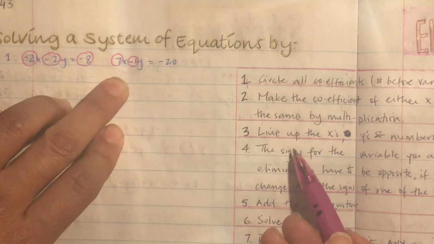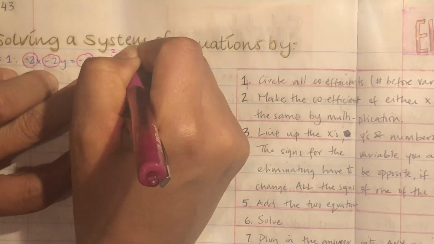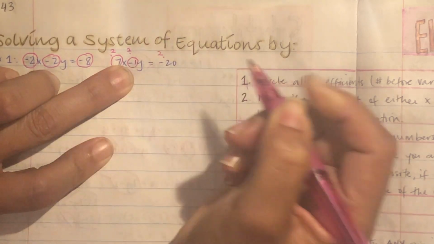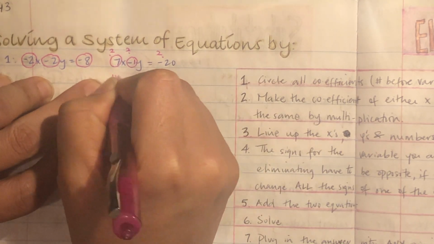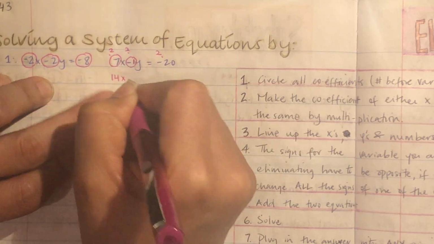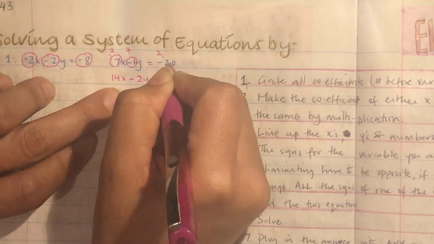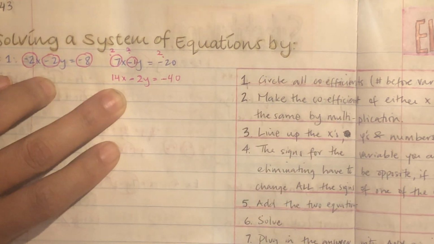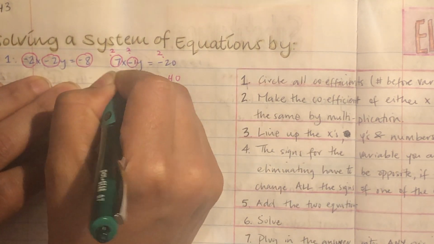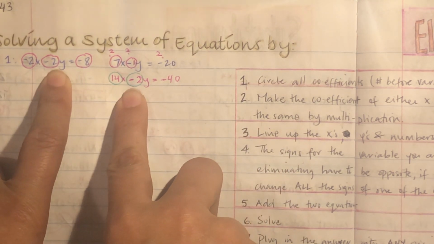So I'm going to multiply this by 2, and remember, if I do it to one thing, I do it to everything. And I'm just going to rewrite it. So I have 2 times 7, which is 14x. 2 times -1, -2y equals -20 times 2 is -40. Okay, so I'm going to rewrite that. Now look at my coefficients of x and y. Do you see that my coefficients of y are the same?